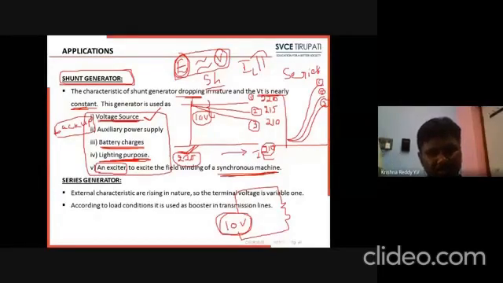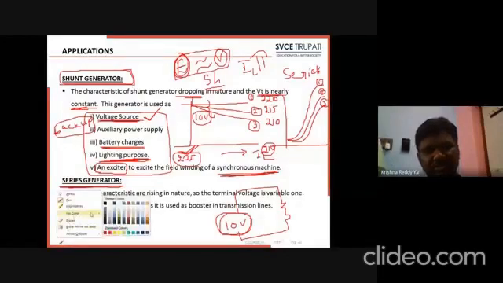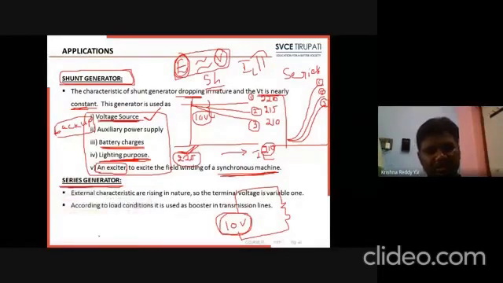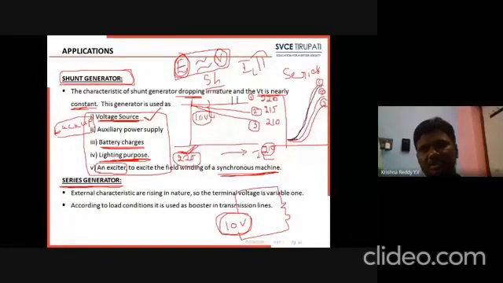Next one is the DC series generator. What are the applications of the DC series generator? If you have seen the DC series generator characteristics, it has rising characteristics. As the load increases, its voltage increases. Drooping characteristics means as the load increases, its voltage decreases. The external characteristics are rising in nature, so the terminal voltage is variable.